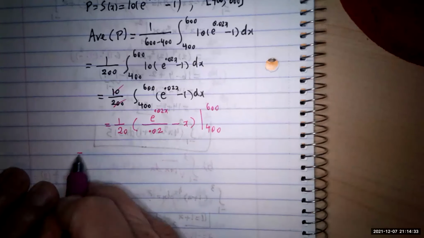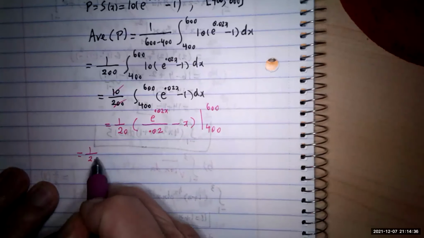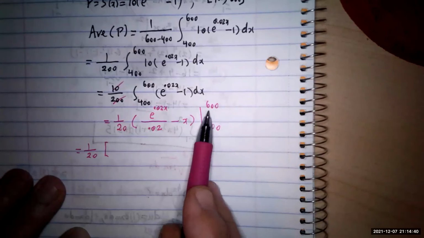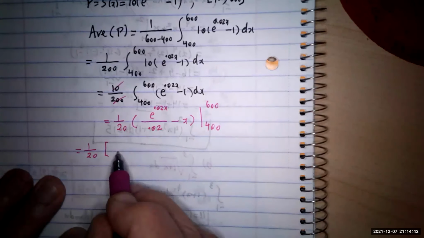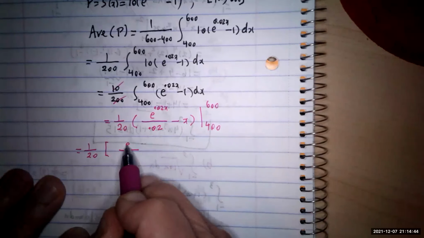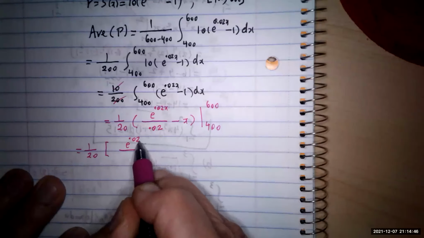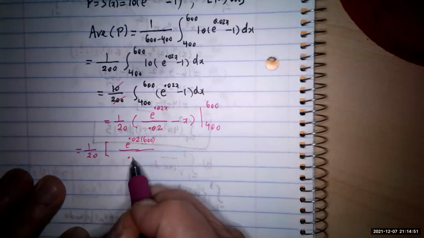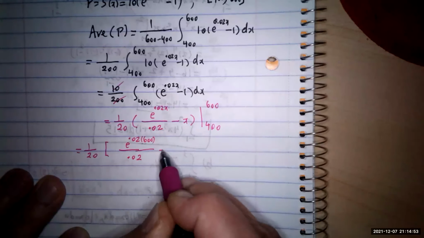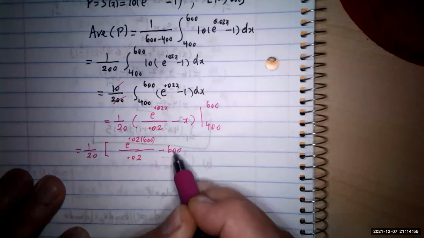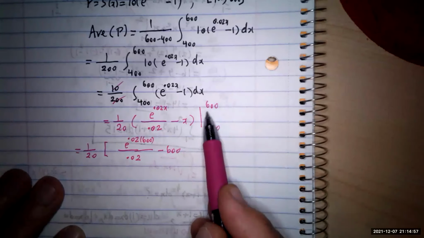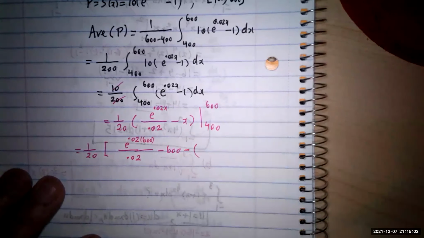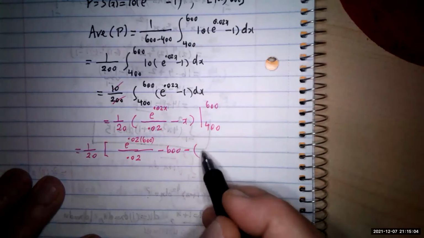And so it's going to be 1/20. If you want to keep it as is, you will use a bracket here. Then substitute 600 first. So this is going to be e to the 0.02 times 600, divided by 0.02, and this is going to be minus 600. This is when you put x equal to 600. Then it's going to be minus, open up the parentheses, and repeat it again for the 400.